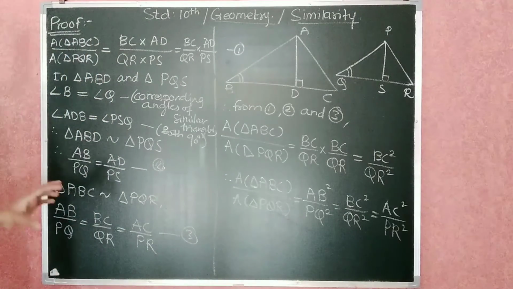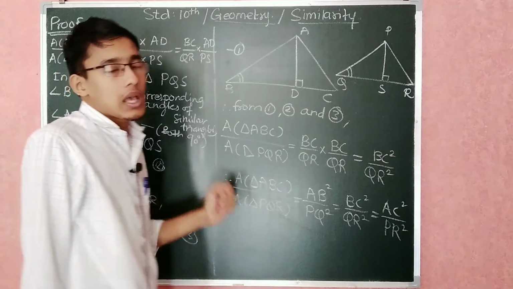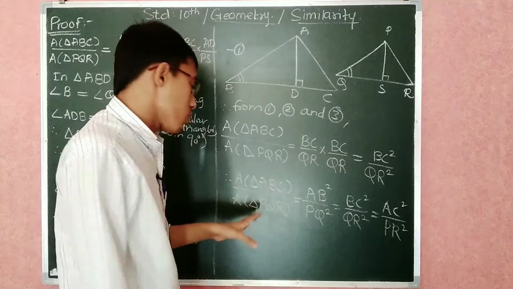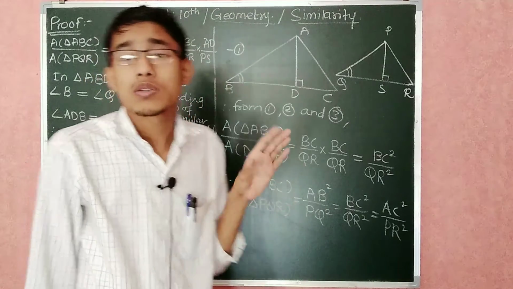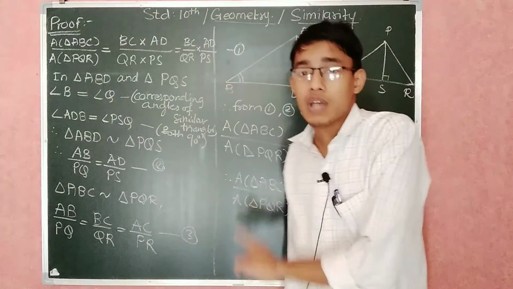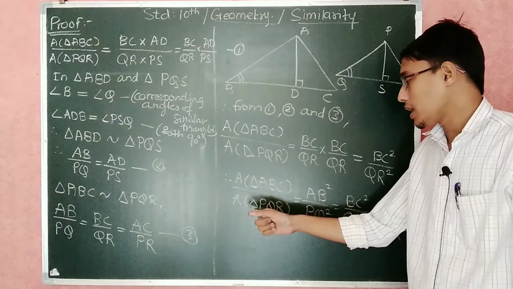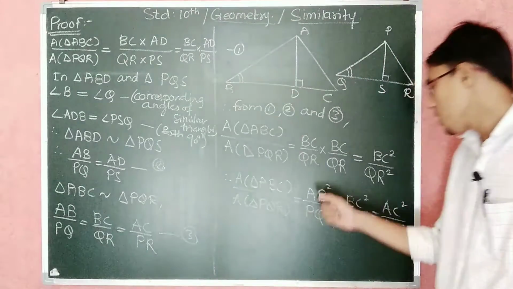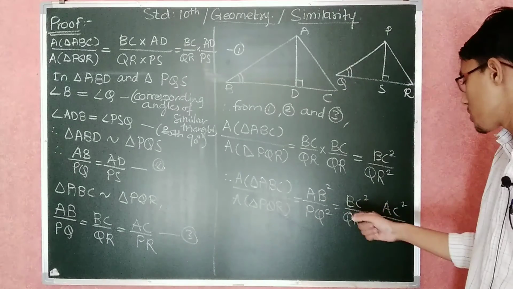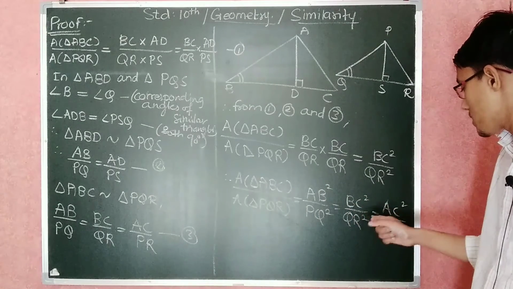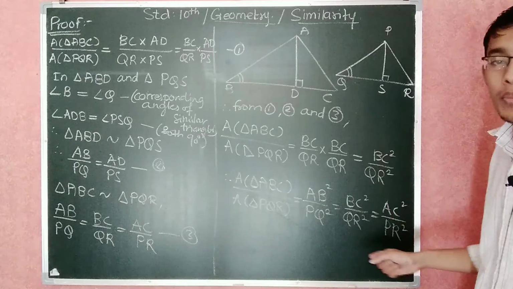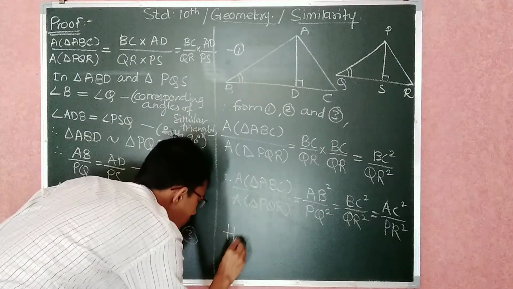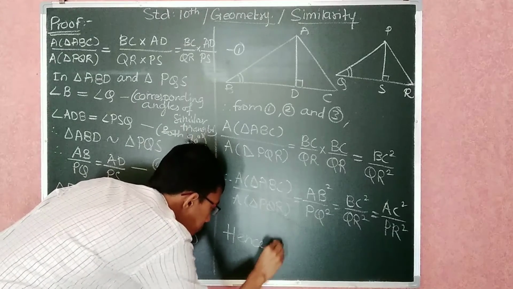Okay, so here we have proved that the ratio of areas of similar triangles is equal to the ratio of the squares of the corresponding sides. So area of triangle ABC upon area of triangle PQR is equals to AB square upon PQ square is equals to BC square upon QR square is equals to AC square upon PR square. Okay, so we can write hence proved. So here we have proved the theorem.